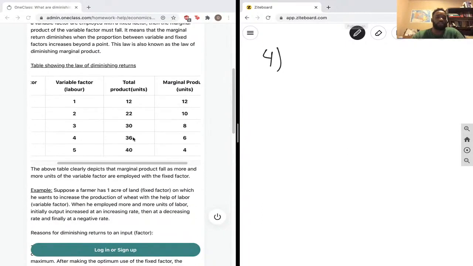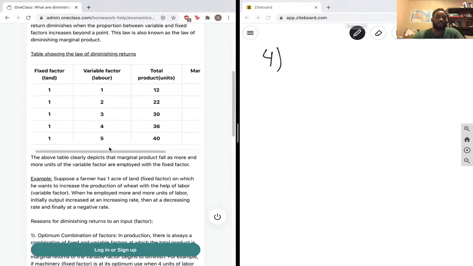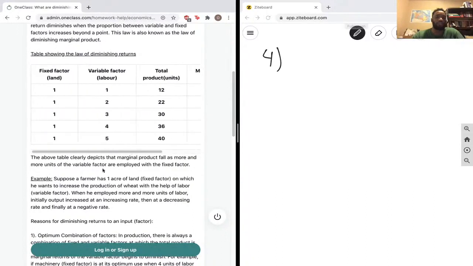And if we continued this, the total product would have eventually started to decrease. So here it's increasing by 10, 8, 6, and 4. If you keep on going and keep on adding more factors of labor, then you will eventually see this decreasing and the marginal product will become negative.